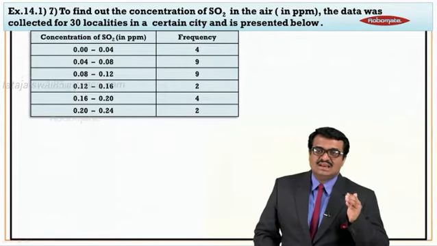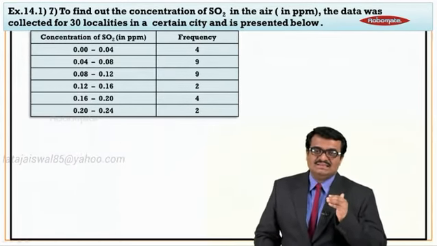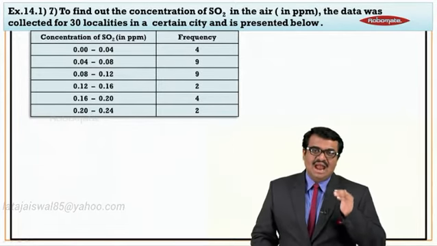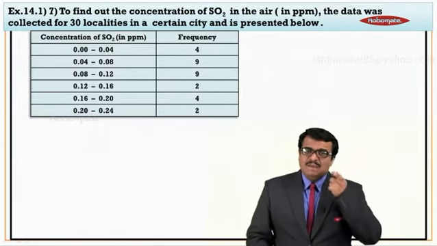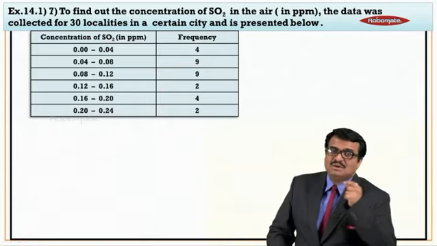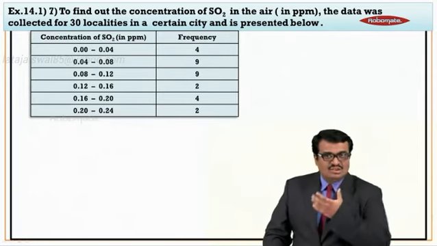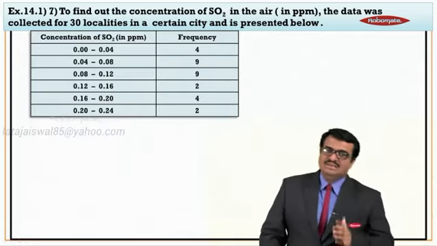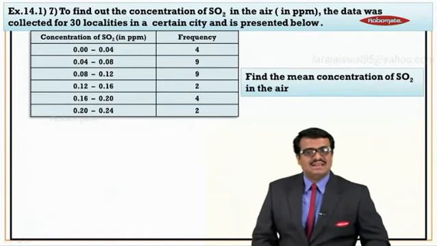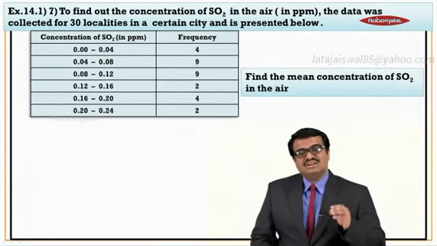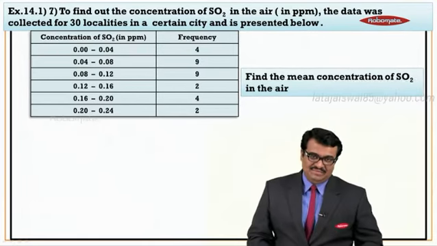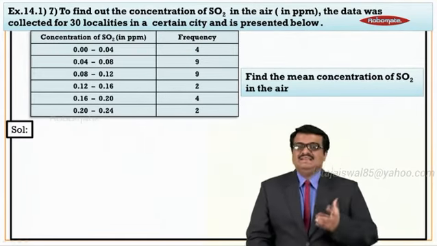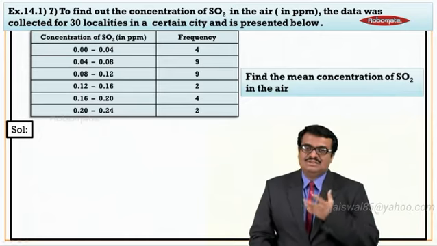The data was collected for 30 localities in a certain city and is presented below. ppm stands for parts per million. The first column is concentration of SO2 in ppm and the second column is given to you as frequency, and the question asks you to find the mean concentration of SO2 in air. So mean is asked, so let us see how to start the question.